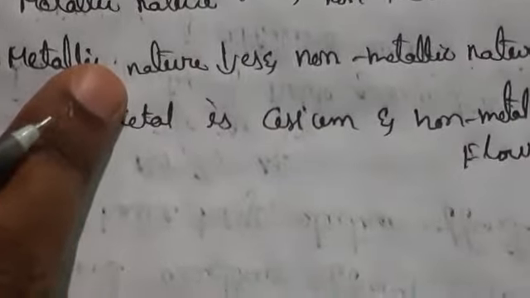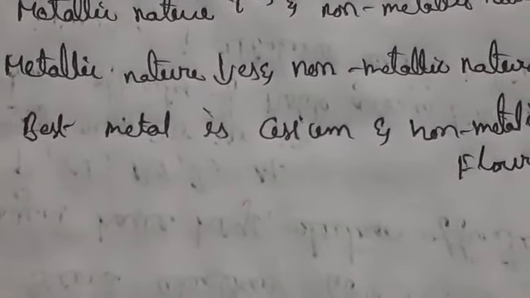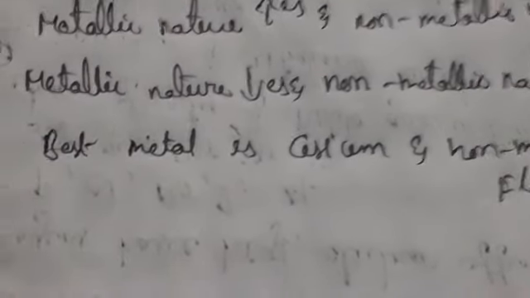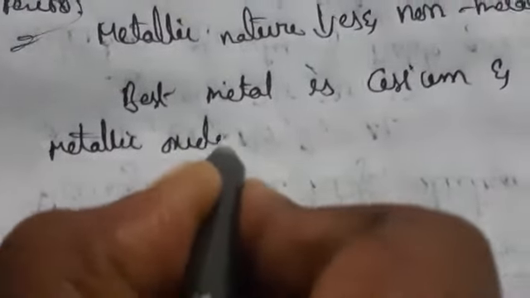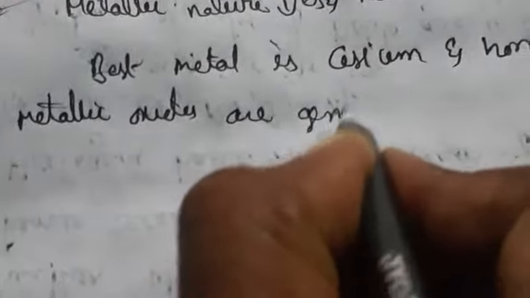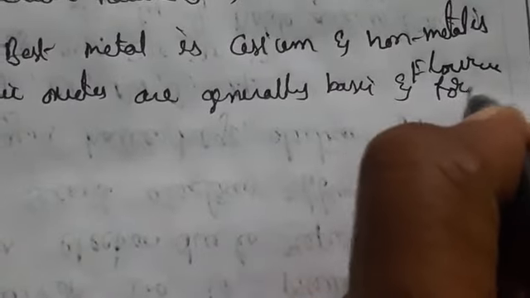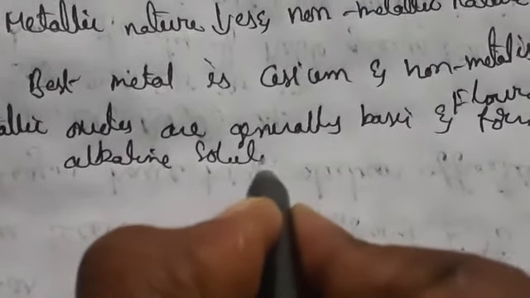Metallic oxides are generally basic and form alkaline solutions in water. Non-metallic oxides are acidic and form acidic solutions in water. Oxides of metalloids are normally amphoteric, we can say. These are divided into three types: metallic oxides, non-metallic oxides, and amphoteric oxides. So metallic oxides are generally basic and form alkaline solution in water.